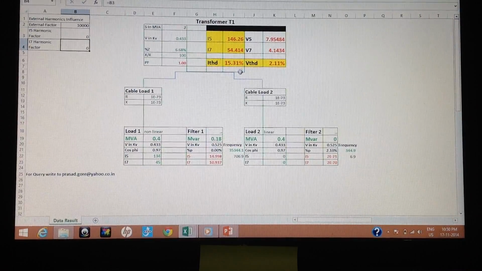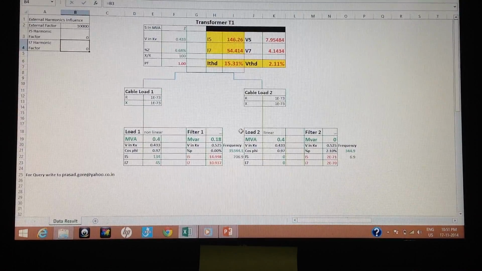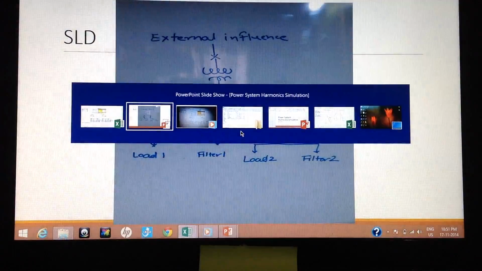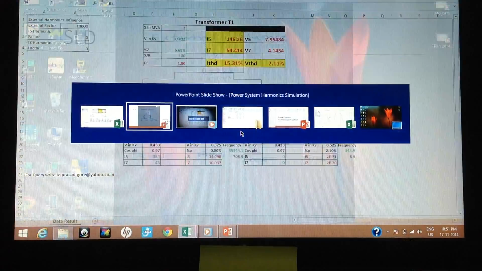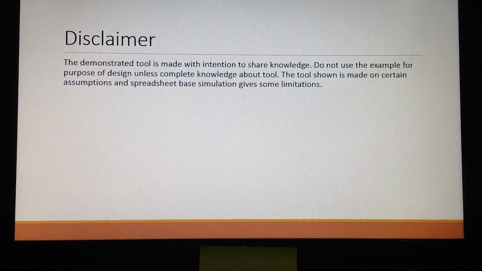This is all about the basic simulation of the harmonics. This will give you a basic idea about how the harmonic flows into the system and what are the conditions to be looked at in detail. In the next series of the same video, I'll be telling you more about the external factors.